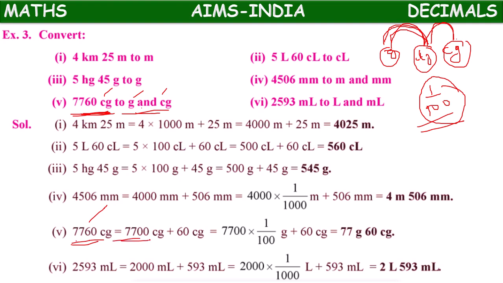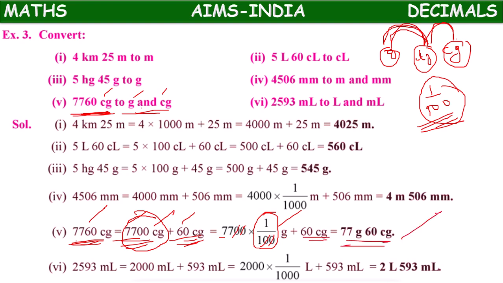7700 plus 60, that is 7700 cg plus 60 cg, because we have to divide by 100. That is why we are separating the 100's place here. This 7700 cg we can write into gram by replacing its value by 1 by 100. So 10 and 10 cancel, 10 and 10 cancel, 77 grams plus 60 centigrams. Like that we can write.